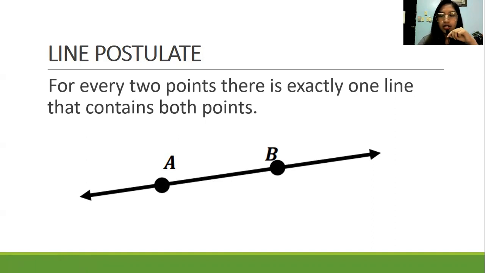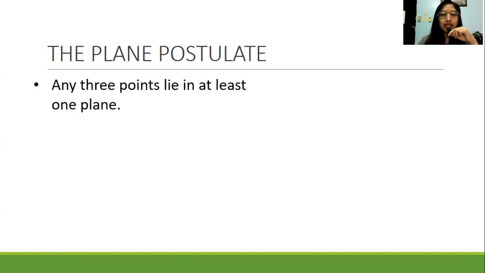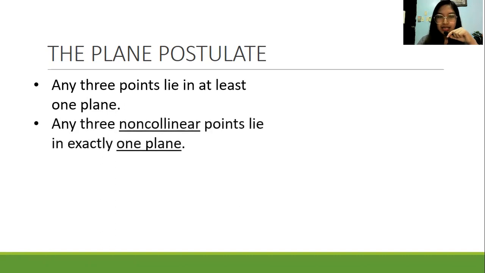They are collinear points. Let's have the plane postulate. Any 3 points lie in at least one plane. Ibig sabihin, makakagamit tayo ng 3 points sa pagbuo ng isang plane. Any 3 non-collinear points lie in exactly one plane. Yung hindi pare-parehas na nakalagay sa isang line, pwede po natin magamit na makabuo ng isang plane.